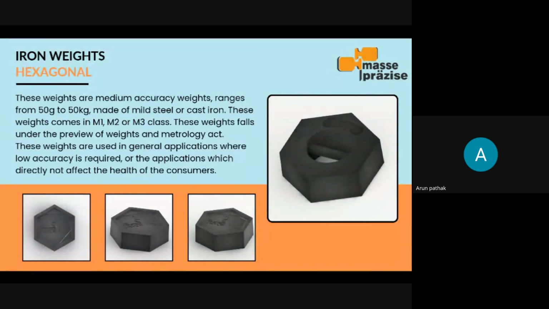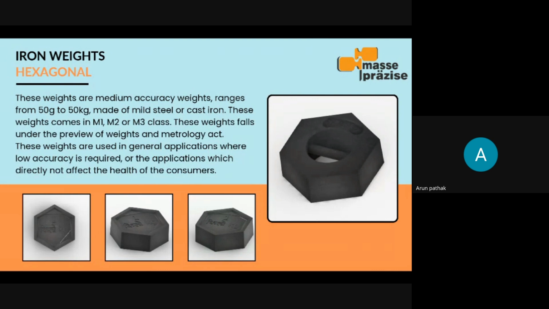So next one is iron weights, hexagonal. These are the most common weights which we may have seen in our daily life, like in shops, used for selling vegetables, fruit, grains, and other household commodities. These weights are also used in industrial trading purposes, where medium accuracy is required. These types of weights are used.